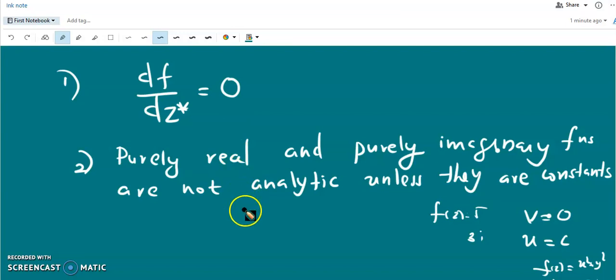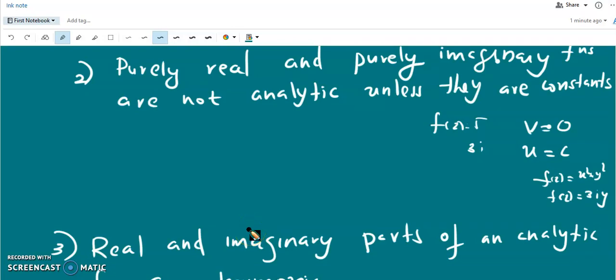And the second property of the analytic functions is that the purely real and purely imaginary functions are not analytic unless they are constants.